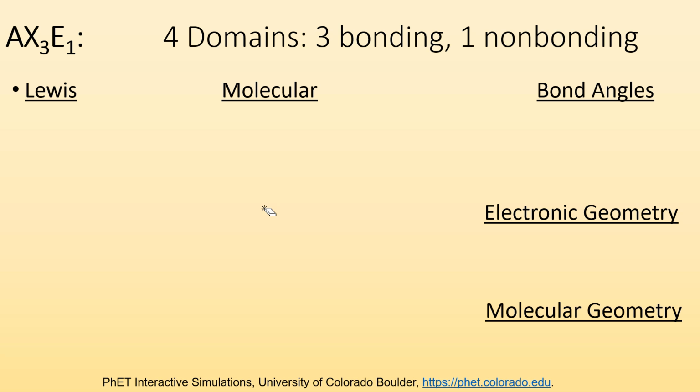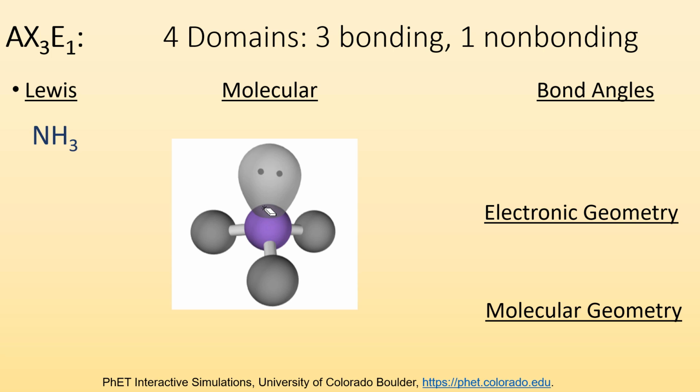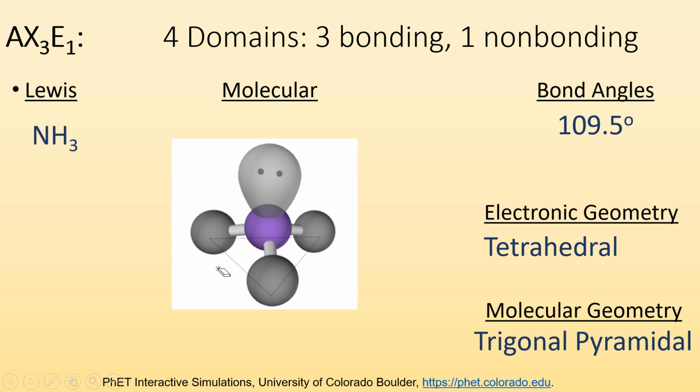AX3E1, so 4 domains total, 3 are bonding, 1 is non-bonding. An example could be NH3, ammonia. So you can take a look, the molecule looks like this. And the bond angles are based off of the electronic geometry. It'll be 109.5 degrees. So if you ask, what is the angle between these 2 atoms? You get 109.5 degrees. Because the electronic geometry is tetrahedral, whereas the molecular geometry is a little different. So if I ignore the unshared pair of electrons on top, I end up with a trigonal pyramidal shape. I have this triangular base, and they all come up to a point, making a trigonal pyramid. So molecular geometry here would be trigonal pyramidal.